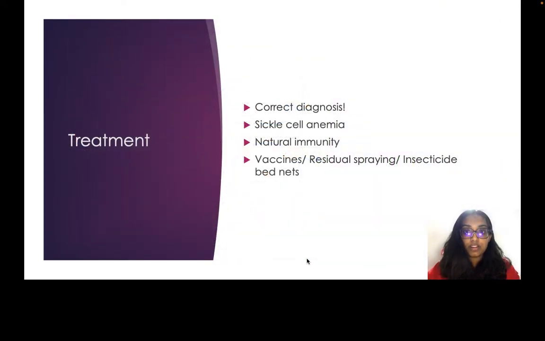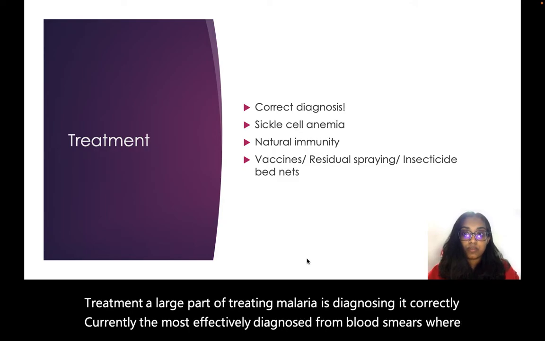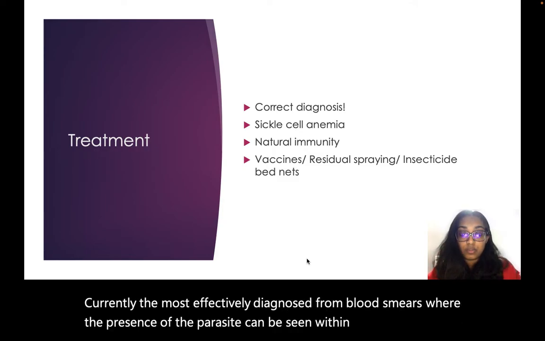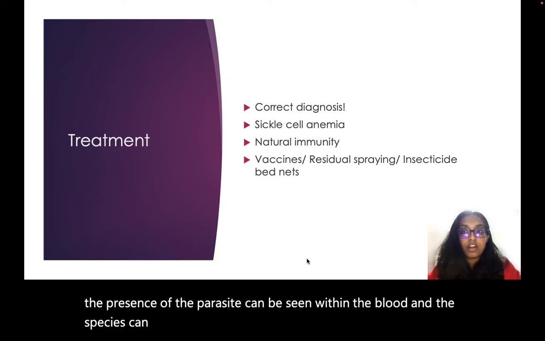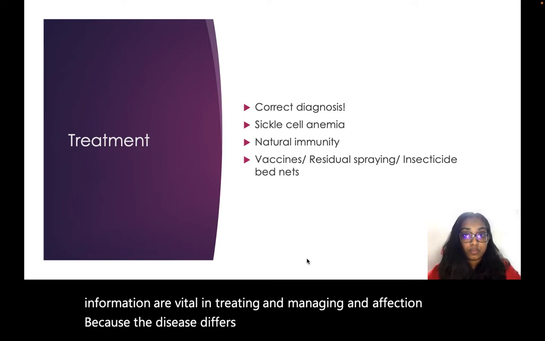So, treatment. A large part of treating malaria is diagnosing it correctly. Currently, it's most effectively diagnosed from blood smears, where the presence of the parasite can be seen within the blood and the species can also be identified. And both of these pieces of information are vital in treating and managing an infection because the disease differs by species of parasite and it needs to be treated differently.